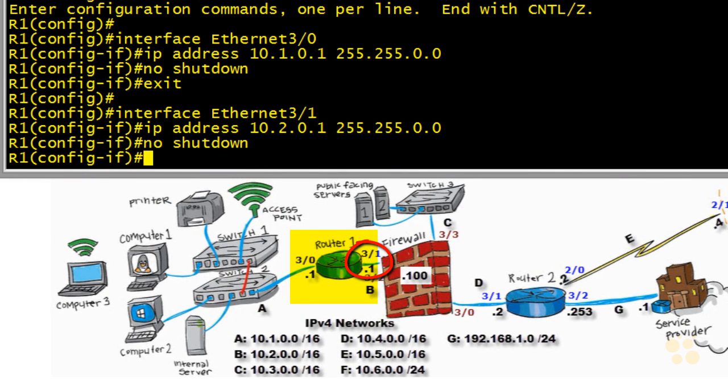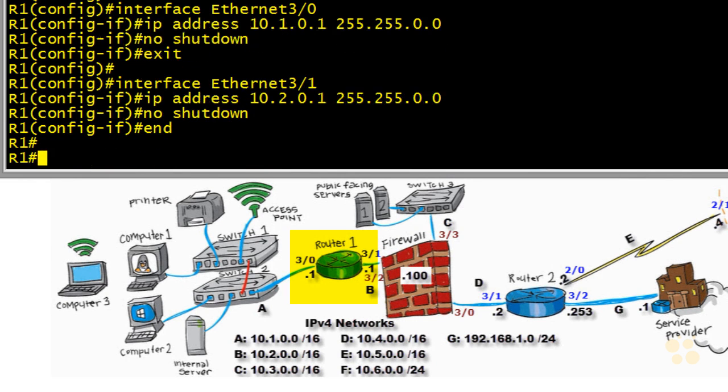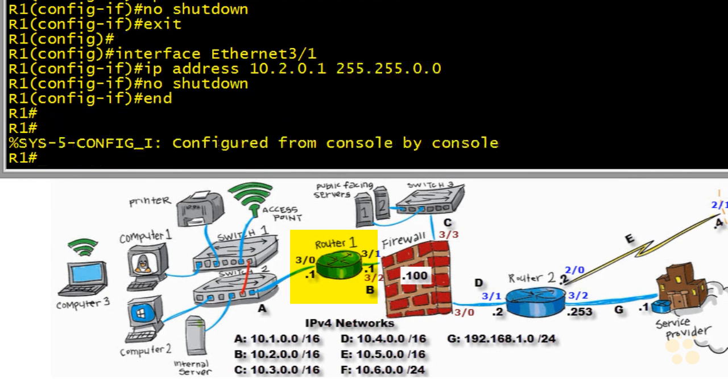And if we're completely done with configuration, we could go ahead and type end, and that will take us out of configuration mode back to what's called privileged mode here at the command line interface, the CLI, of this Cisco IOS router. Next, let's make a road trip over to router 2.